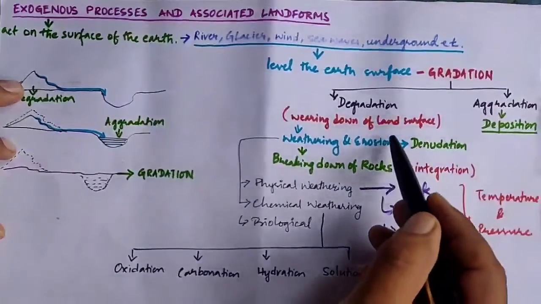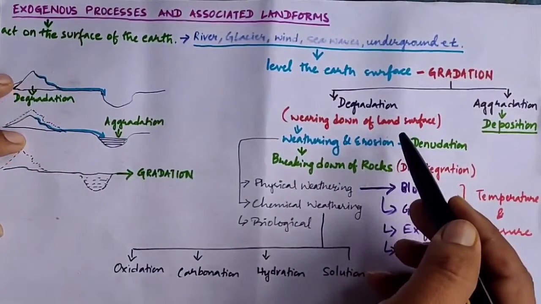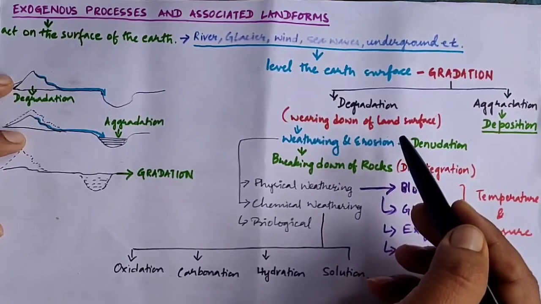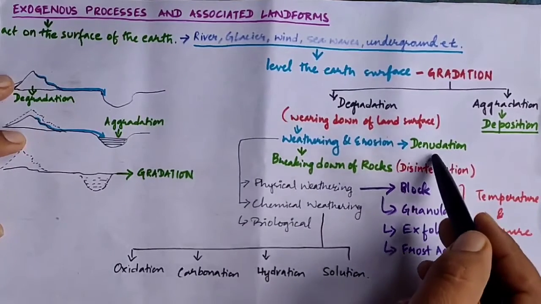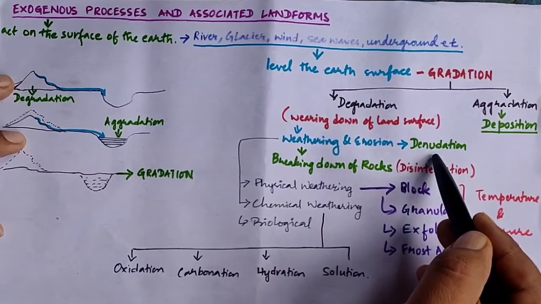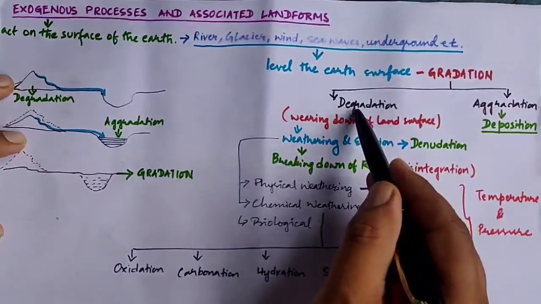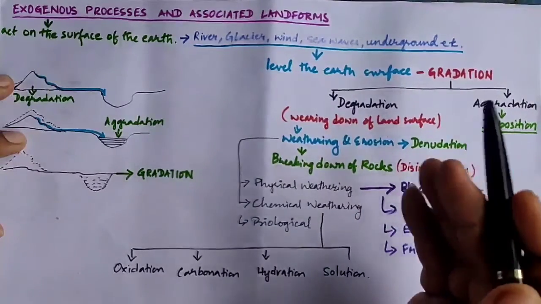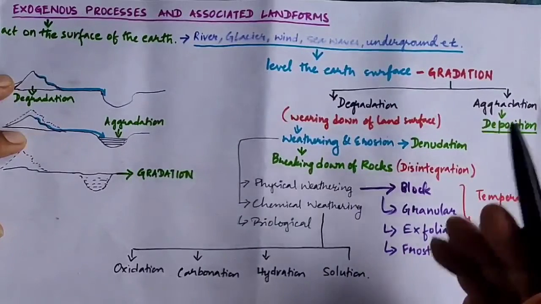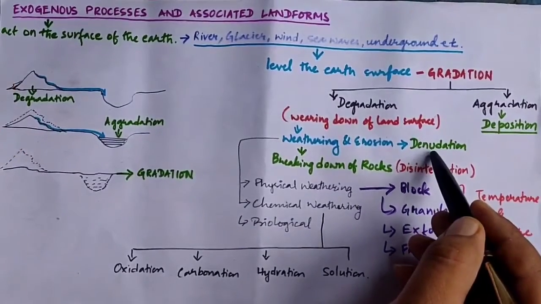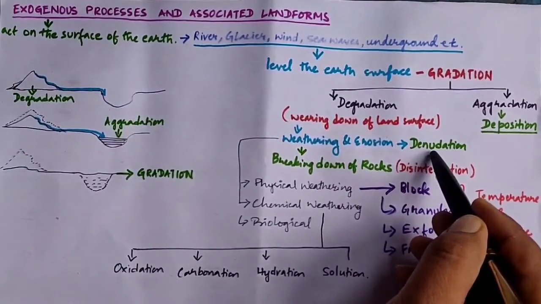And when weathering and erosion take place simultaneously, at the same time, we call it denudation. Sometimes we use degradation synonymously with denudation also. So it almost refers to the same thing.